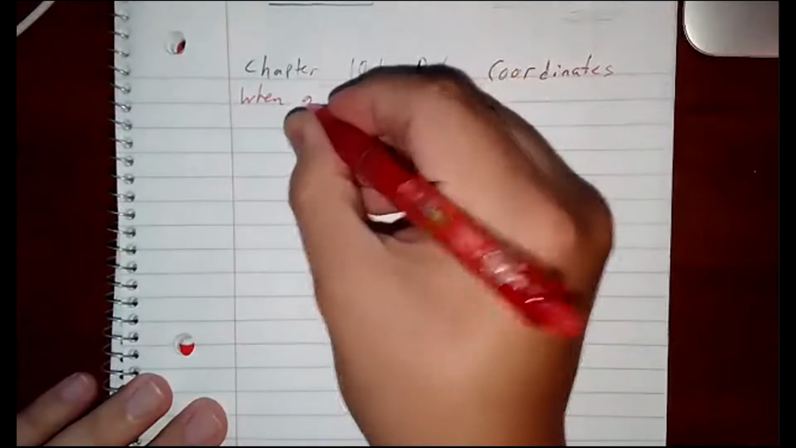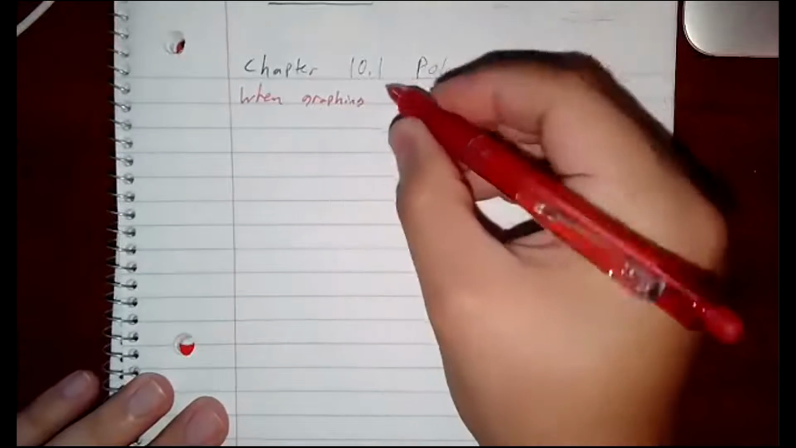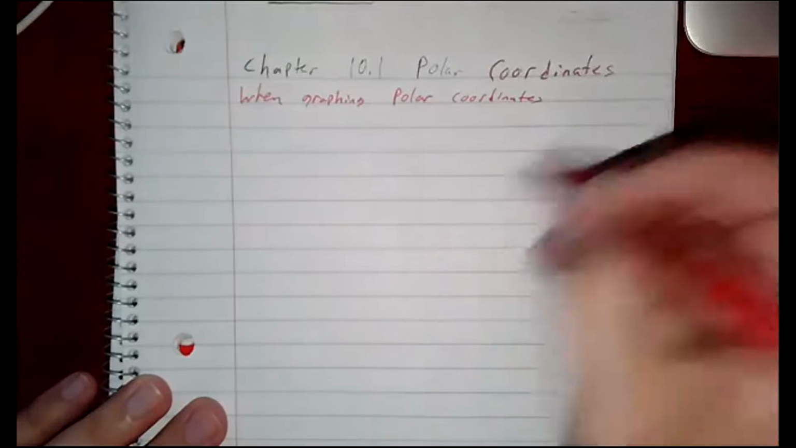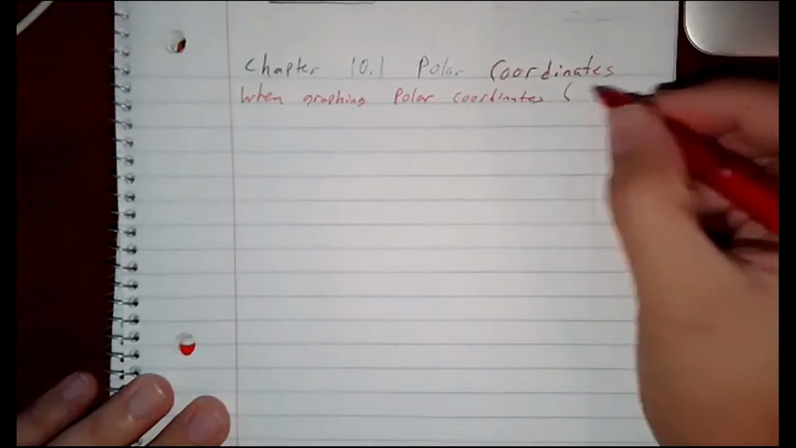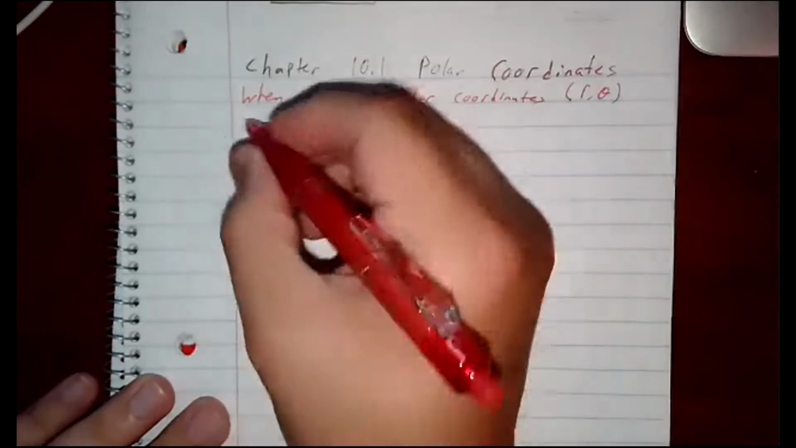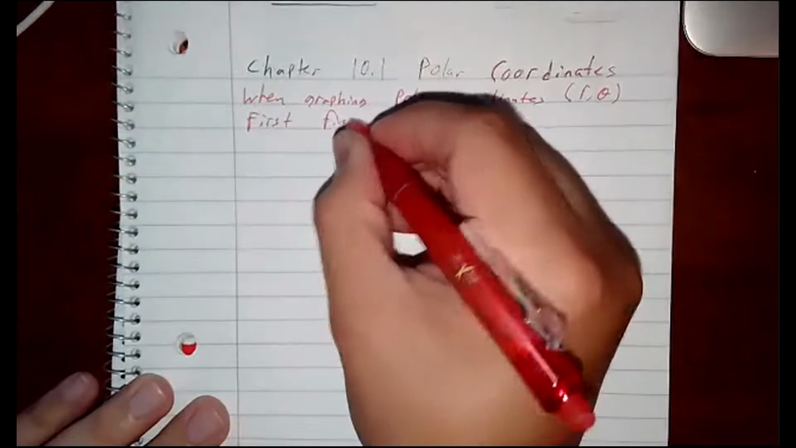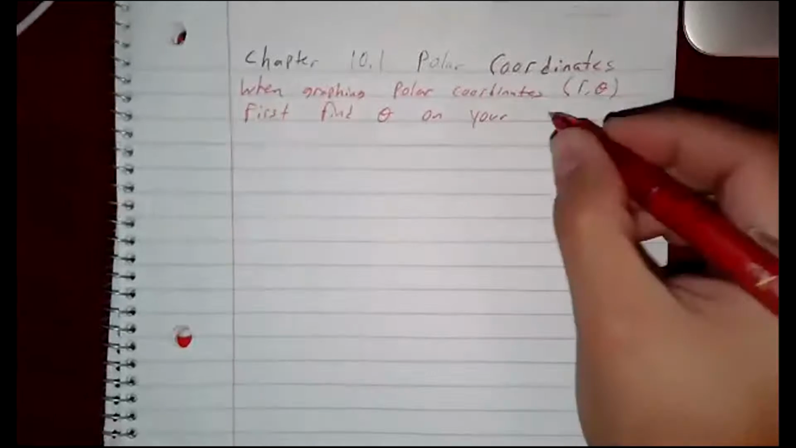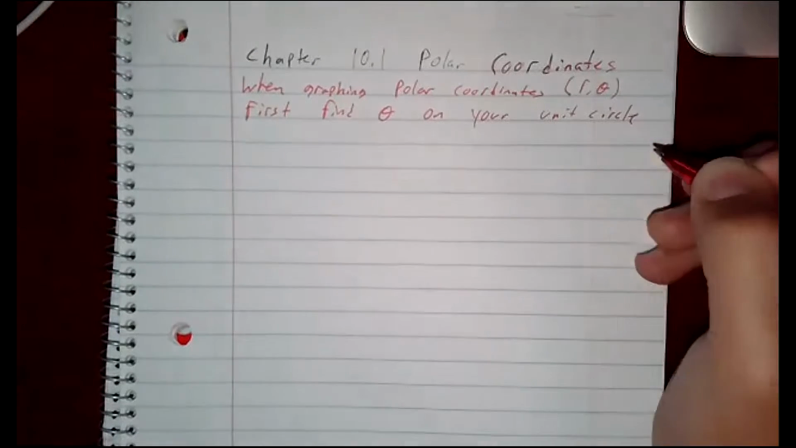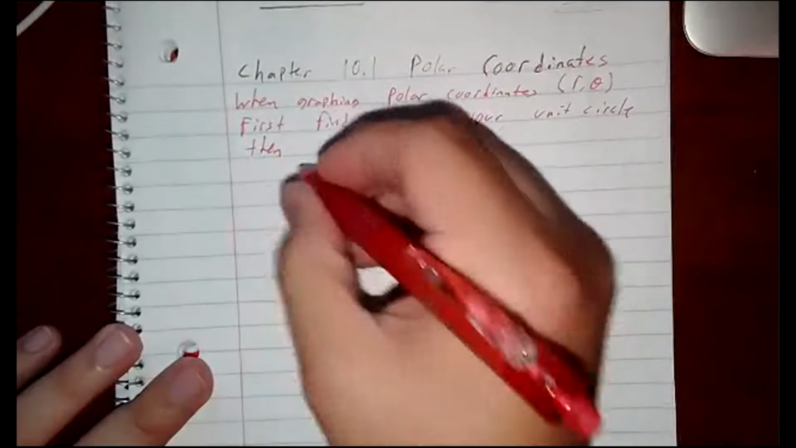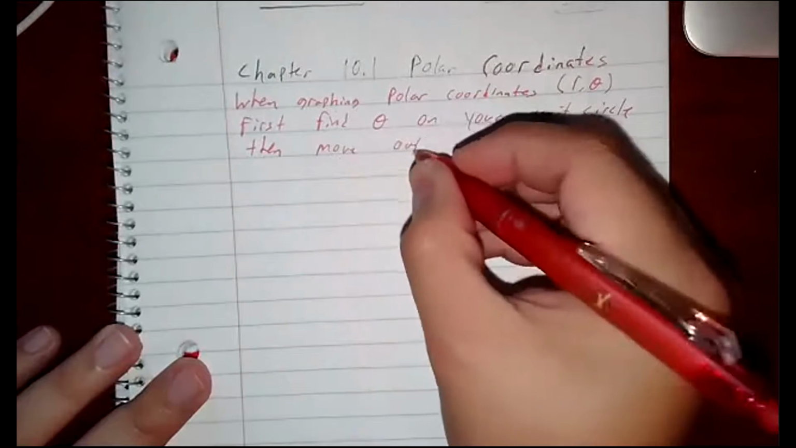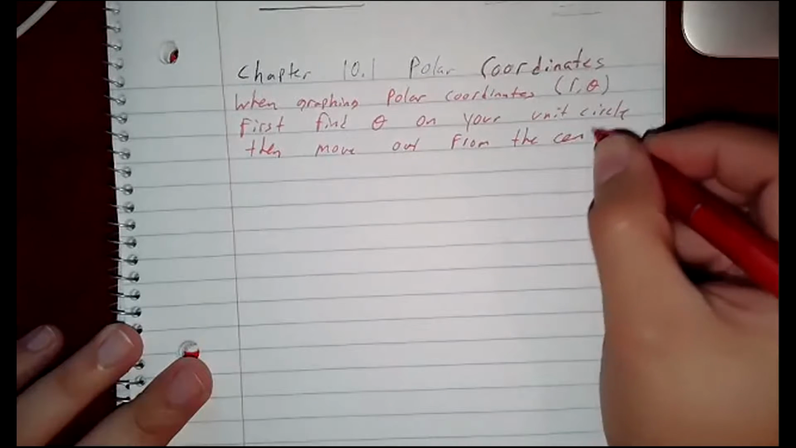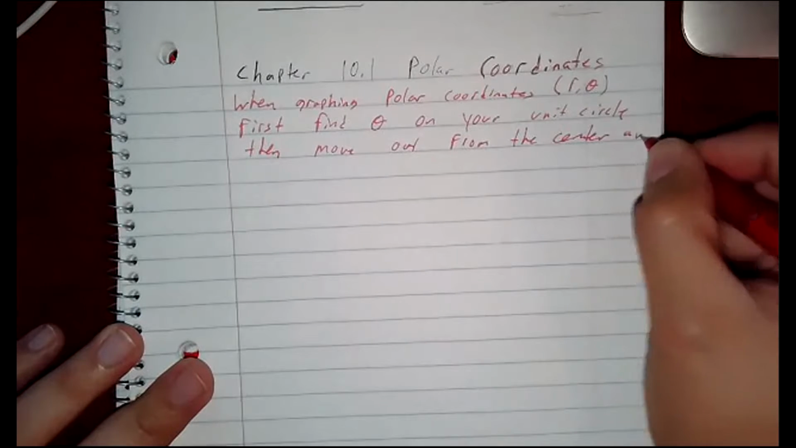So when graphing polar coordinates, r comma theta, first find theta on your unit circle, then move out from the center r distance.